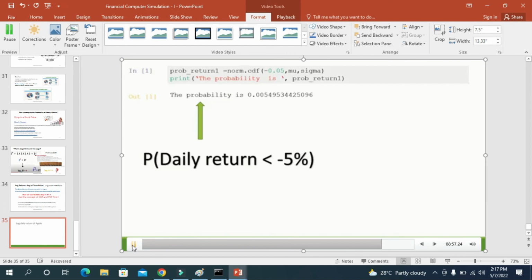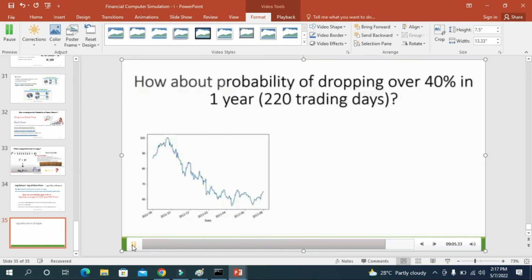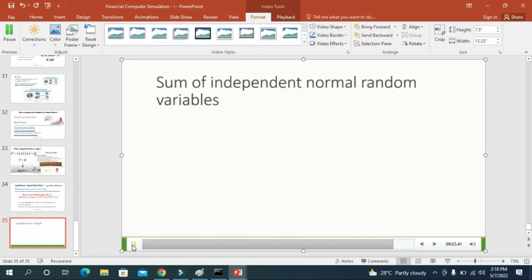Our goal is to find out how likely it is that the stock price of Apple will drop over 40% in 1 year, which has 220 trading days. We will use another normal distribution to model the yearly return. We need to figure out the mean and the standard deviation of a yearly return. We make the assumption that the daily returns are independent, which is quite wrong, but it can simplify our discussion here.